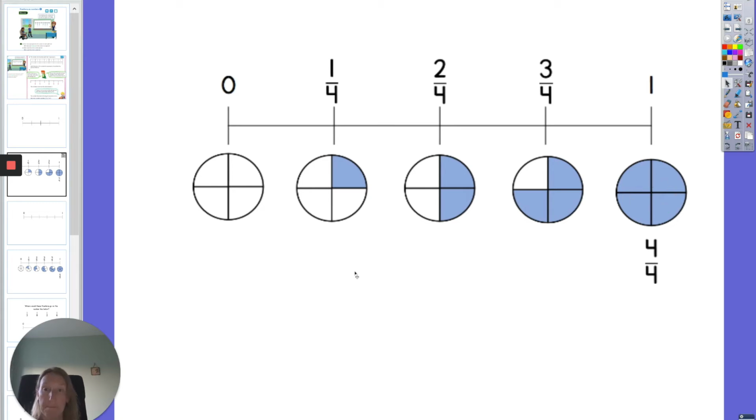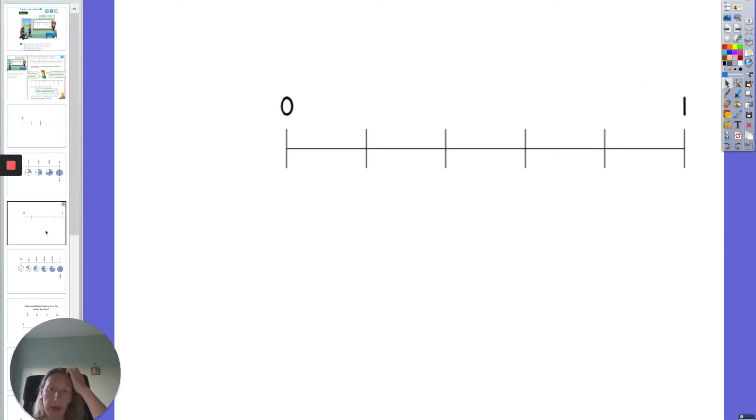Okay, so let's do another one together. So here we have a number line, again starting at 0 and ending at 1.